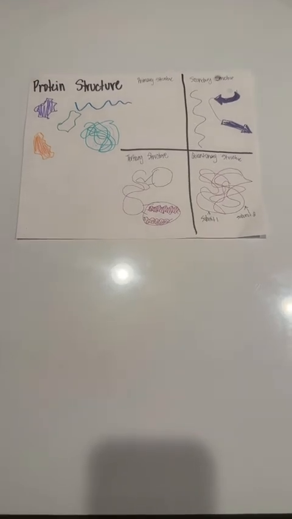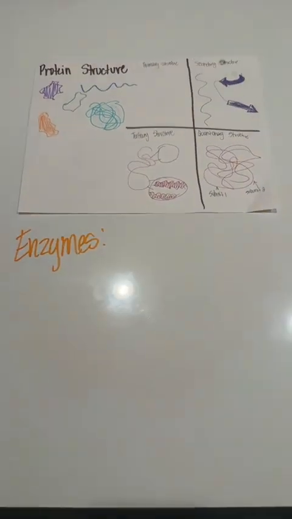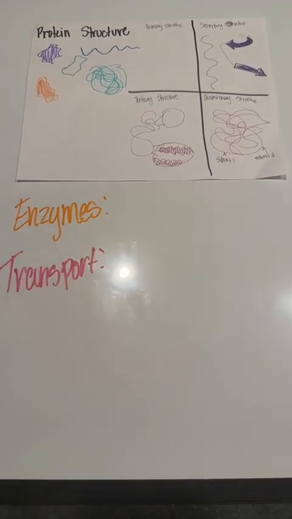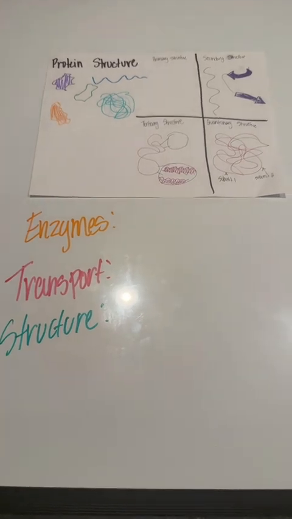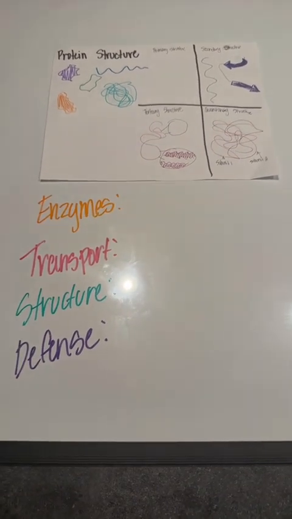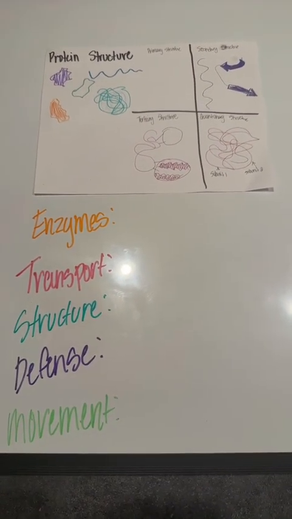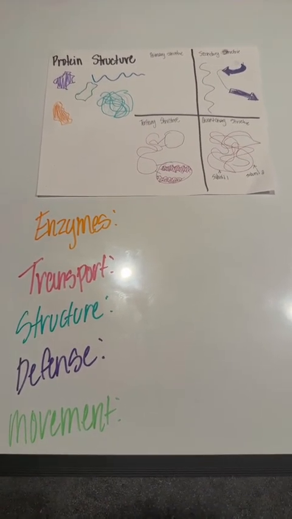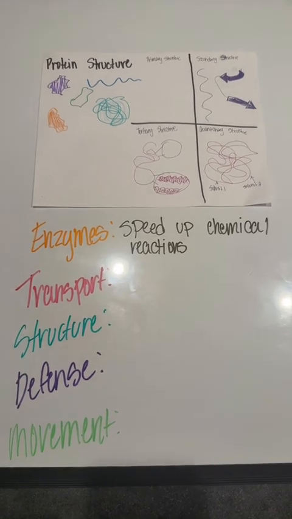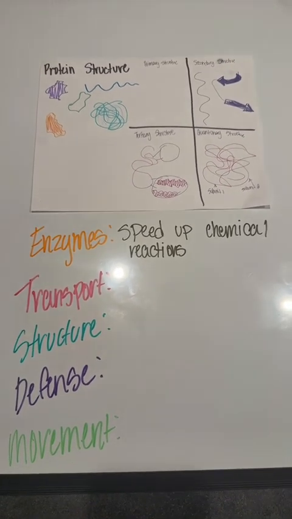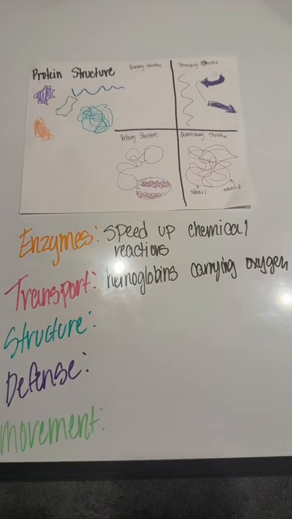The functions of proteins come in many different forms: enzymes, transport, structure, defense, and movement. As stated by Medline Plus, the function of enzymes is to speed up chemical reactions. The function of transport proteins are hemoglobins carrying oxygen.